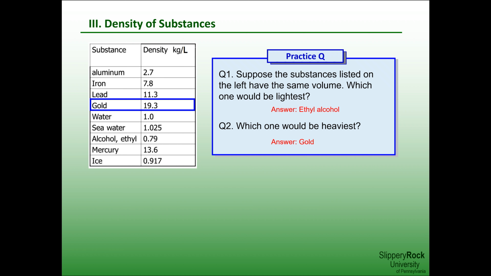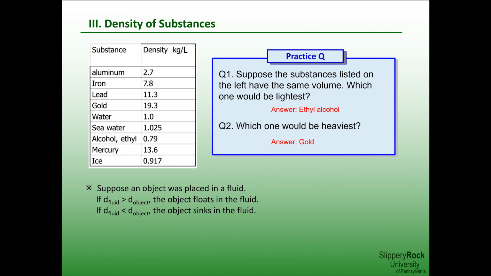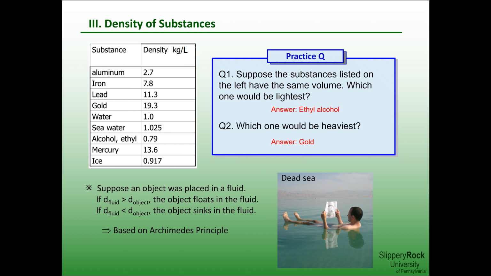Next, let's think about what happens when an object is placed in a fluid, like placing wood, ice, or metal into water. The key idea is that if the density of the fluid is greater than or equal to the density of the object, then the object floats. If the density of the fluid is less than the density of the object, then the object sinks. This principle is based on Archimedes' principle, which states that an object immersed in a fluid experiences a buoyant force equal to the weight of the fluid it displaces.